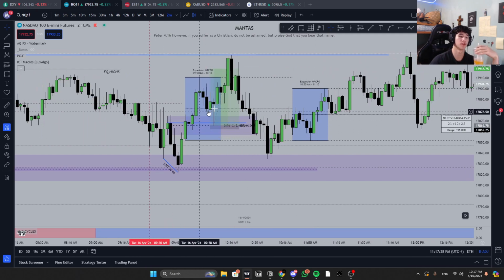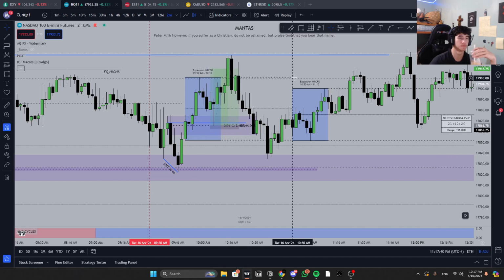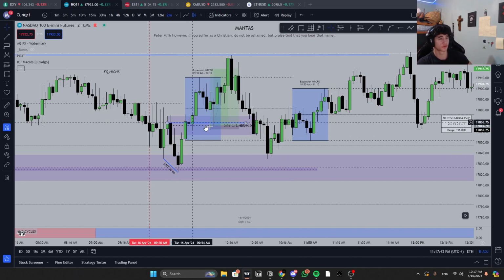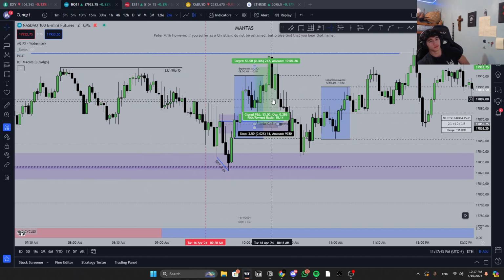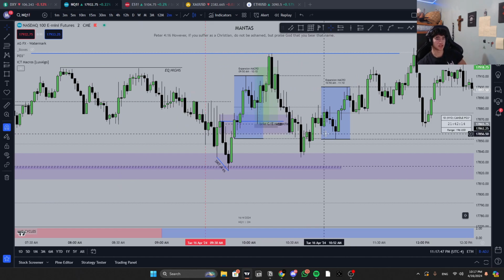Another confluence you could have added is that it was taken inside of a macro time. You want to frame your entries around these times too. Look at this, this is change in state of delivery right here. Boom, boom, run up higher. Failure swing at this low. We could actually scale for this.